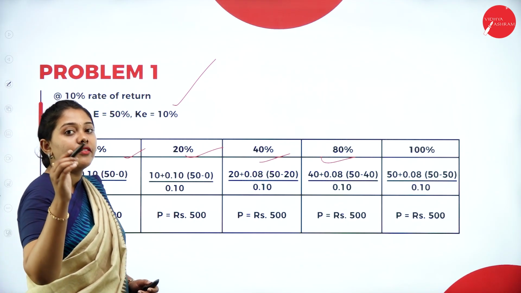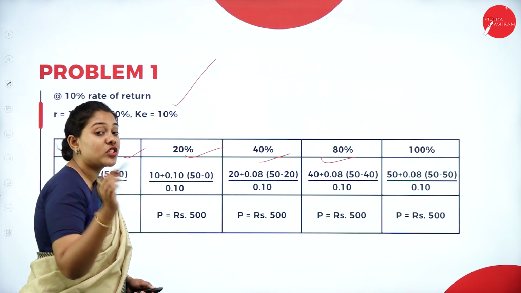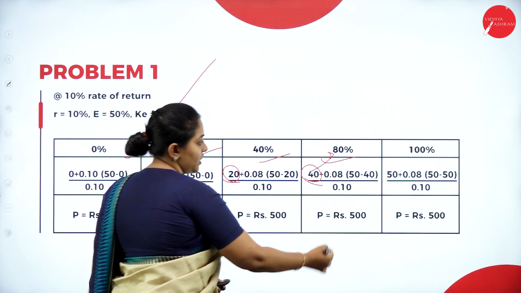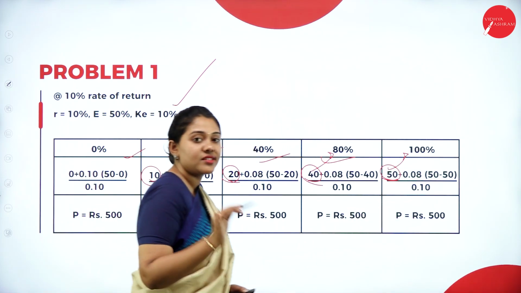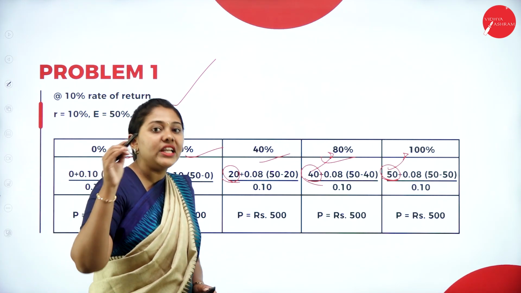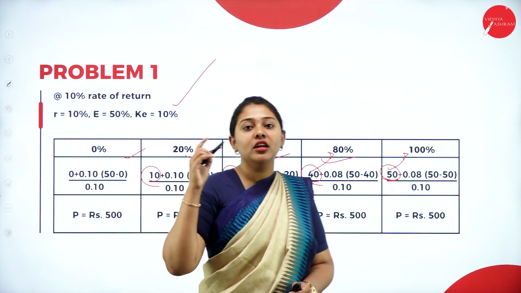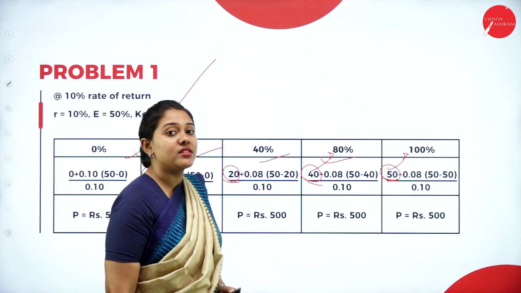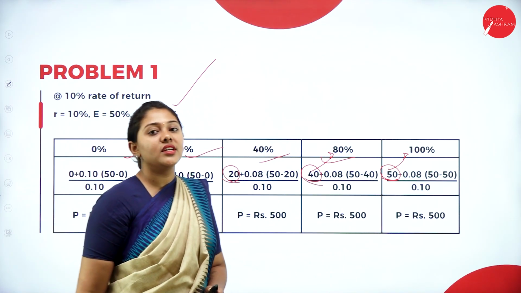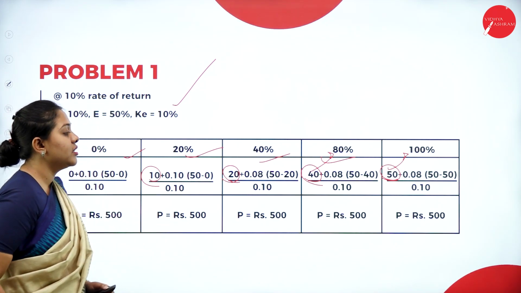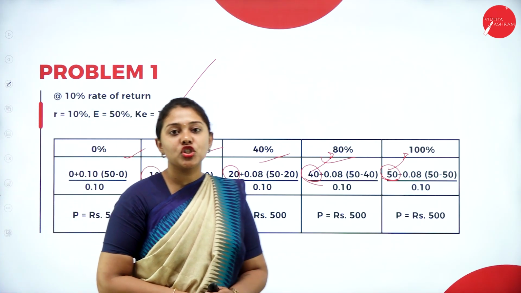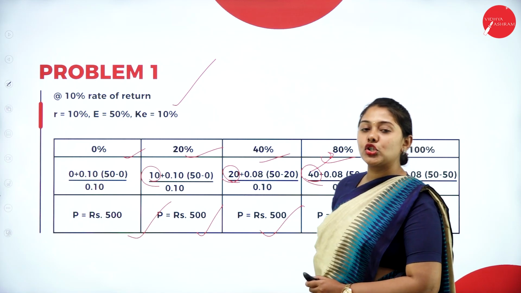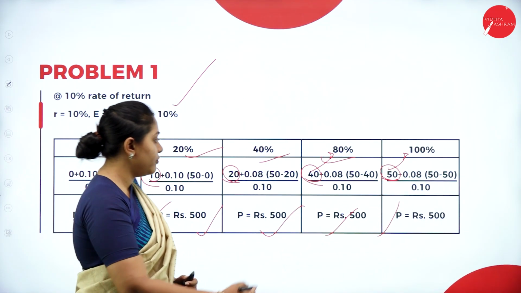When the dividend payout ratio is 20, dividend per share will be 10 rupees. 20 rupees when it is 40%, 40 rupees when it is 80%, 50 rupees when it is 100%. The same calculation we are retaining. The only change we are making in the formula is your rate of return. That is 10%, 0.10. If you calculate, the market price per share for all the dividend payout ratios will be 500, 500, 500, 500 and 500.